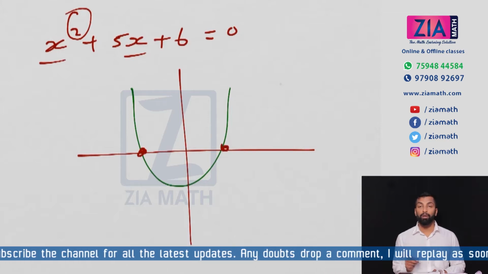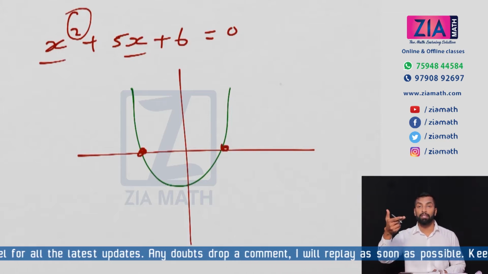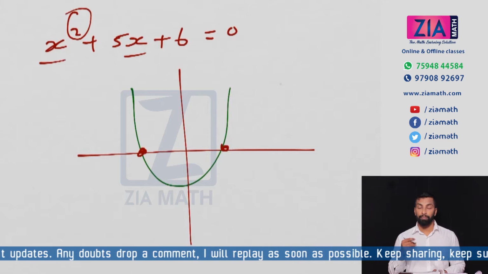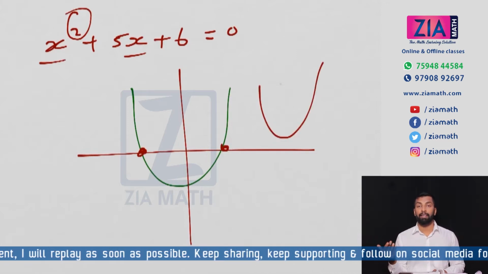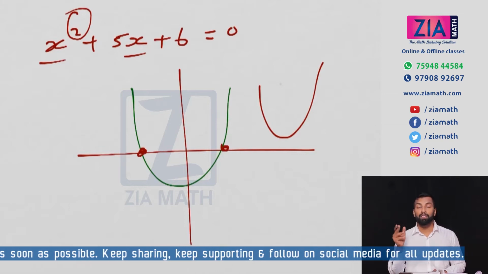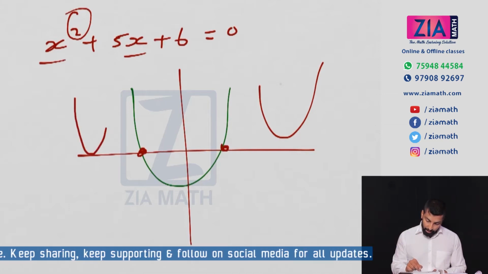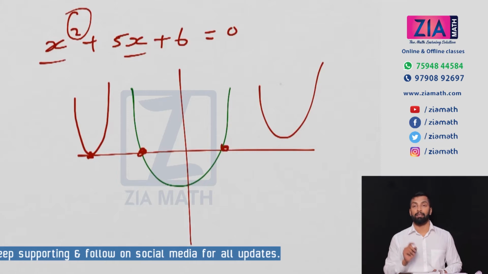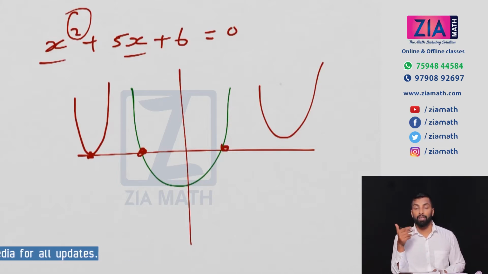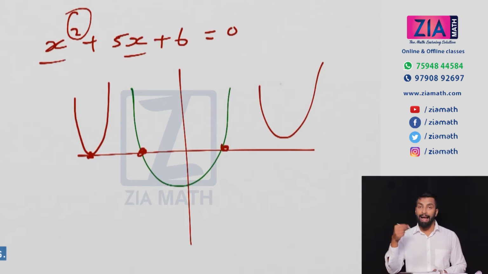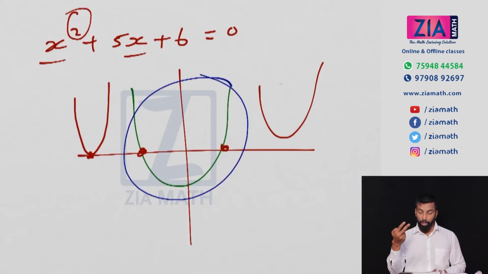You can have two zeros, that means two roots if it is a quadratic equation. Or you can get like this, that means nowhere it is touching or cutting, so 0 roots is possible. You can have this possibility also, like touching the x-axis, one root. So if you find the solution of a quadratic equation, the maximum you can get is two roots, right? Or two zeros.